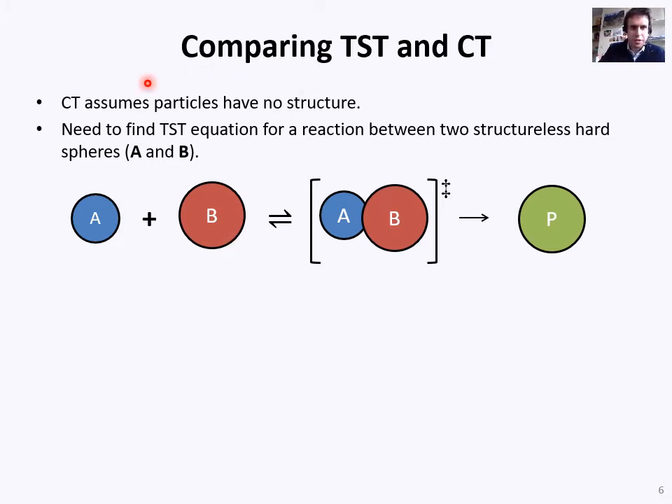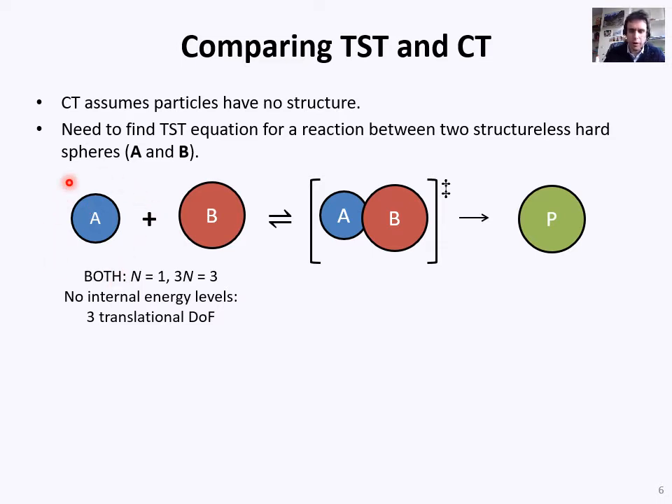The key point there is that collision theory assumes particles are hard spheres and they have no structure. So essentially, collision theory assumes they're just atoms. It's two structureless hard spheres. It doesn't take into account internal energy. So we can see this as one atom hitting another atom to create a transition state that then yields the products. Because these are both structureless spheres, collision theory assumes that all they can do is move. It doesn't care about rotations or vibrations. So again, we're applying transition state theory here in a collision theory sense.